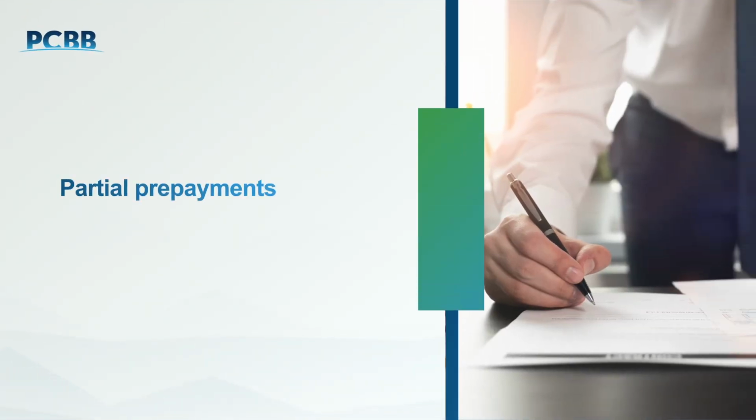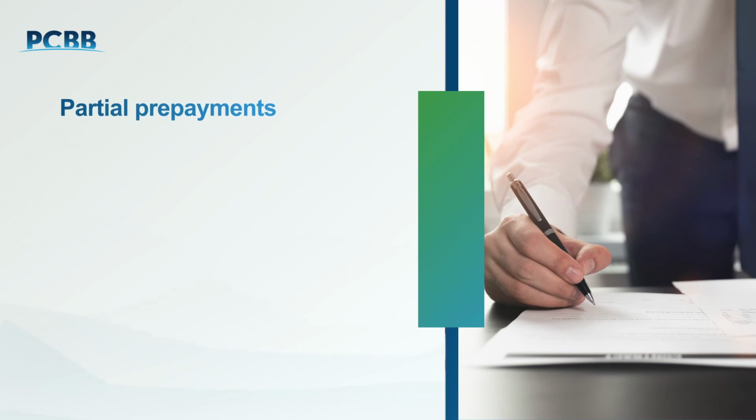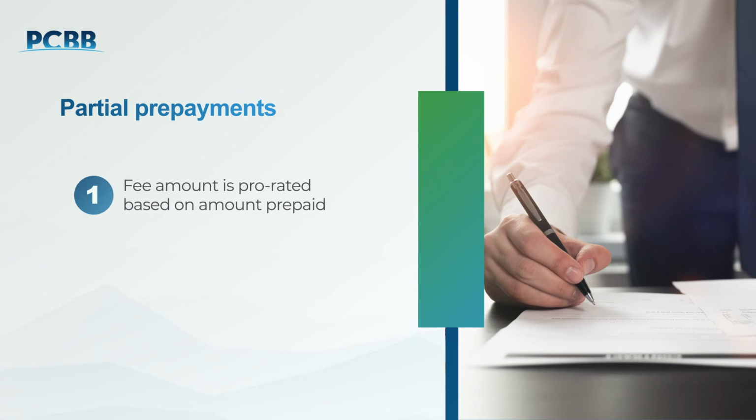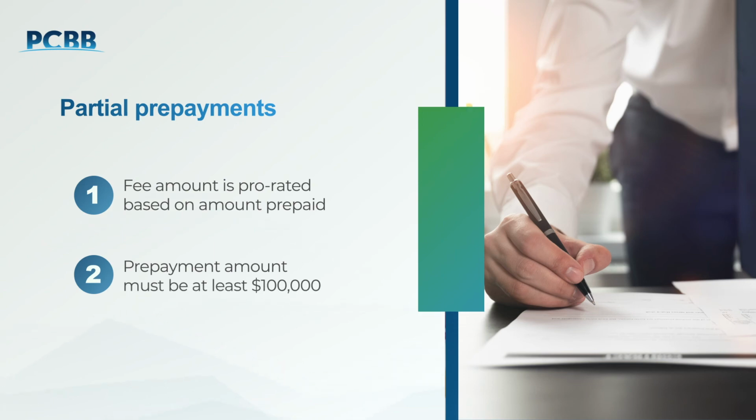Sometimes a borrower may opt to partially prepay the loan. In that case, any yield maintenance fee would be prorated based on the amount being prepaid. Note that a partial prepayment must equal at least $100,000.